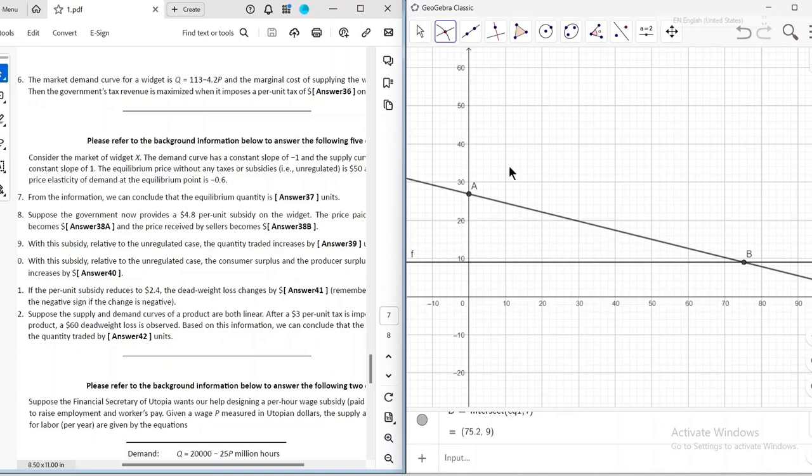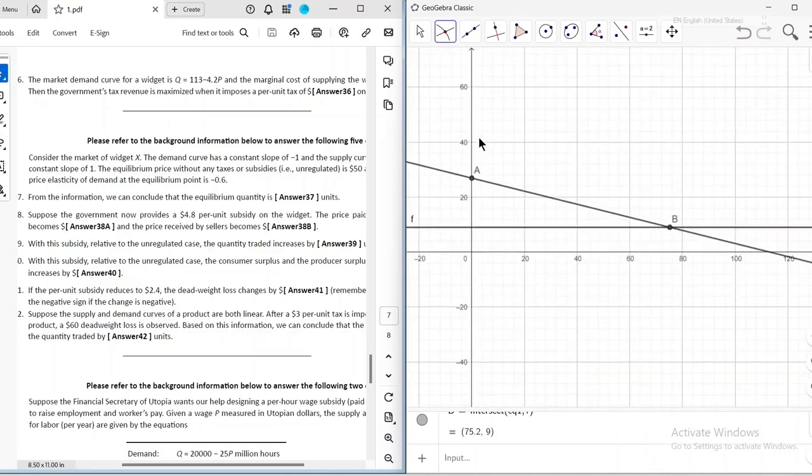And you know that the tax revenue is maximum at the midpoint of the demand curve. So initially this whole curve is the original demand curve, but now since you are given the marginal cost, you need to imagine that AB is the demand curve and then find out the midpoint of AB. That will give you the per unit tax.